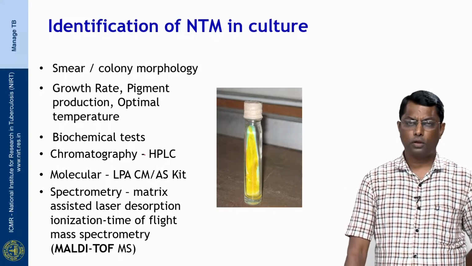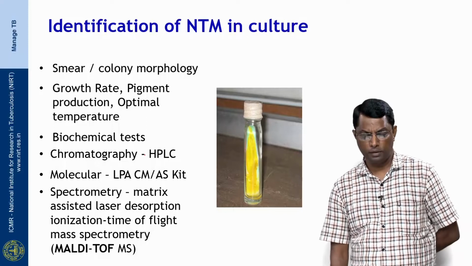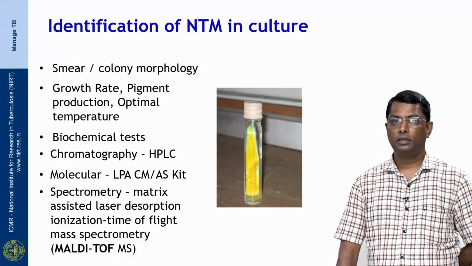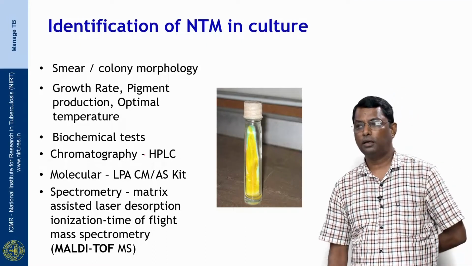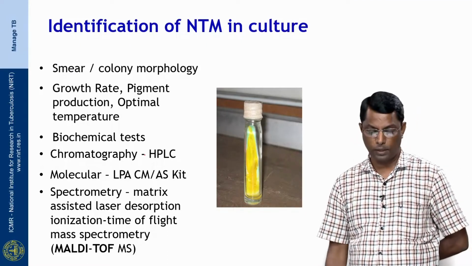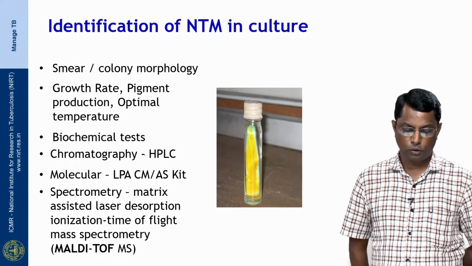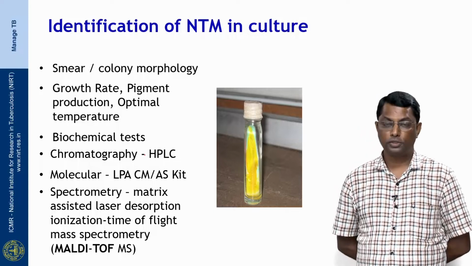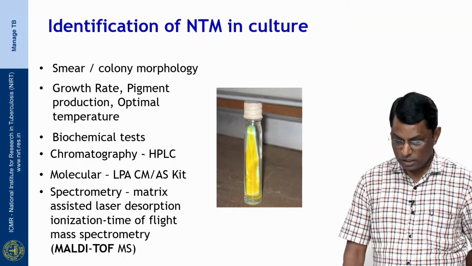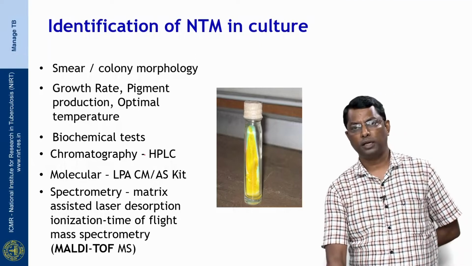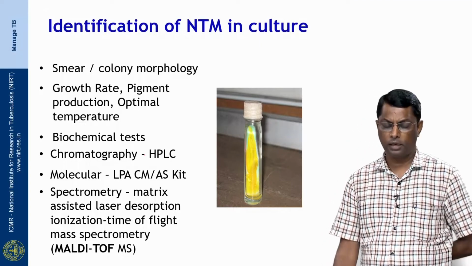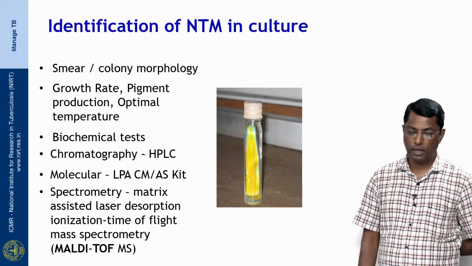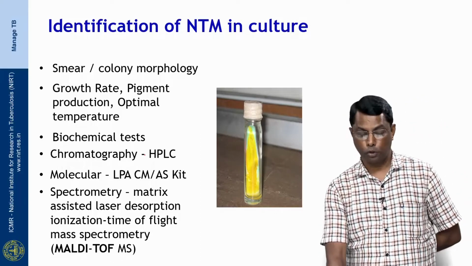Now, the most common methods for identification of NTM include smear, colony morphology, where they can be colored or pigmented, or they can be slow growers or rapid growers. So, that is why they can also be identified using growth rate, pigment production, and optimal temperature. Then there are biochemical tests specific for Mycobacterium tuberculosis and non-tuberculosis Mycobacterium. We can also identify non-tuberculosis Mycobacterium by high performance liquid chromatography.